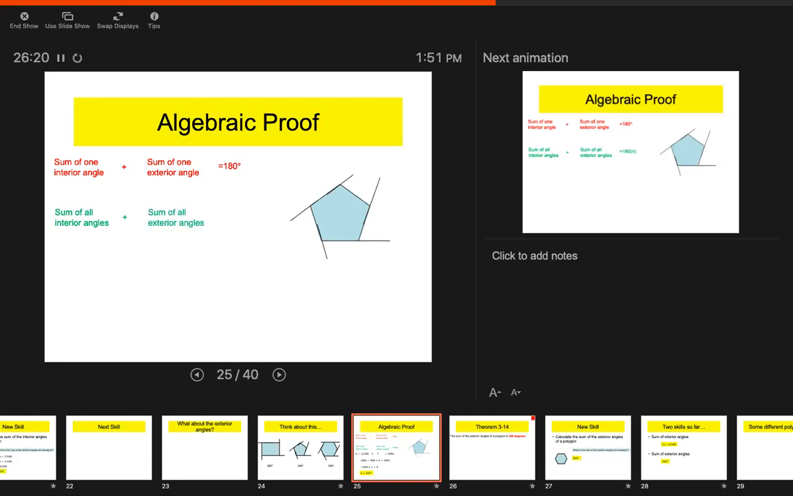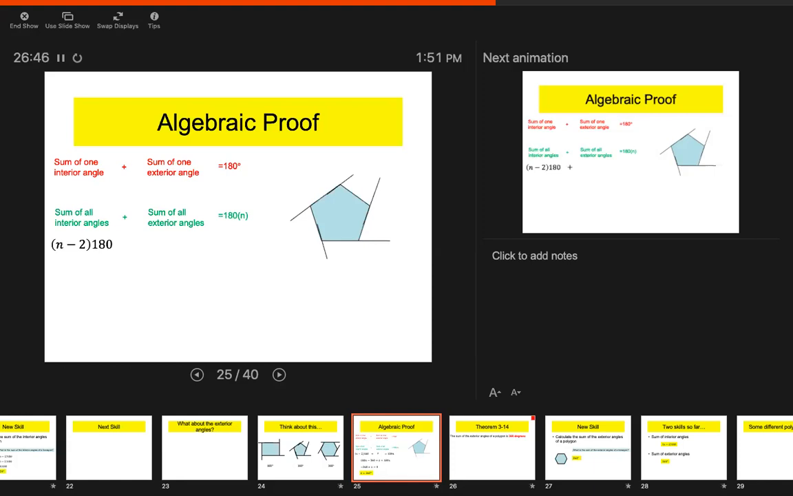It would be 180 times how many? The number of angles, and that would be the same as the number of sides, right? So we could say n. So 180 times n. Do we have a formula for the sum of the interior angles? n minus 2 times 180.